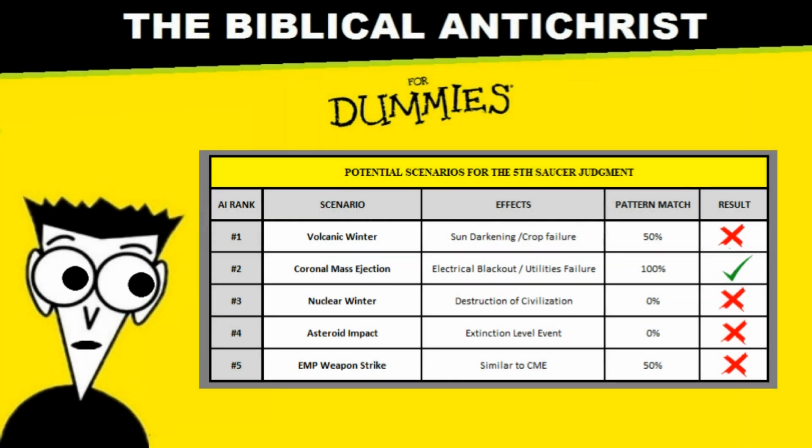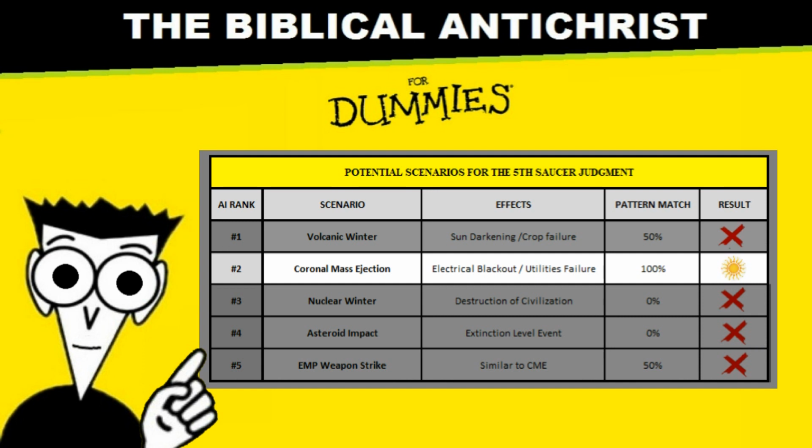As mentioned in the previous section, the most probable events for the fifth saucer judgment, ranked in order according to artificial intelligence, are 1. A volcanic winter, 2. A coronal mass ejection from the sun, 3. Nuclear winter, 4. An asteroid impact, and 5. An EMP attack. But of these 5 scenarios, there is only one that is a sun-based phenomenon, and the previous 4 judgments were also all sun-based phenomena.